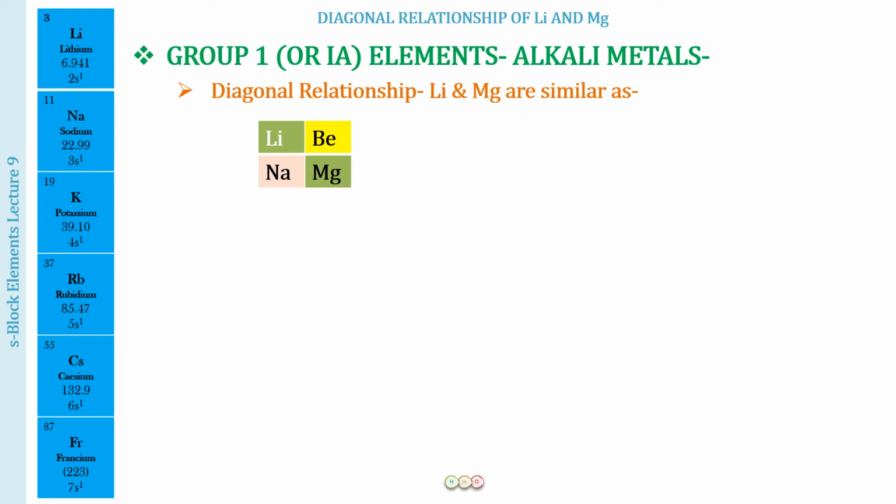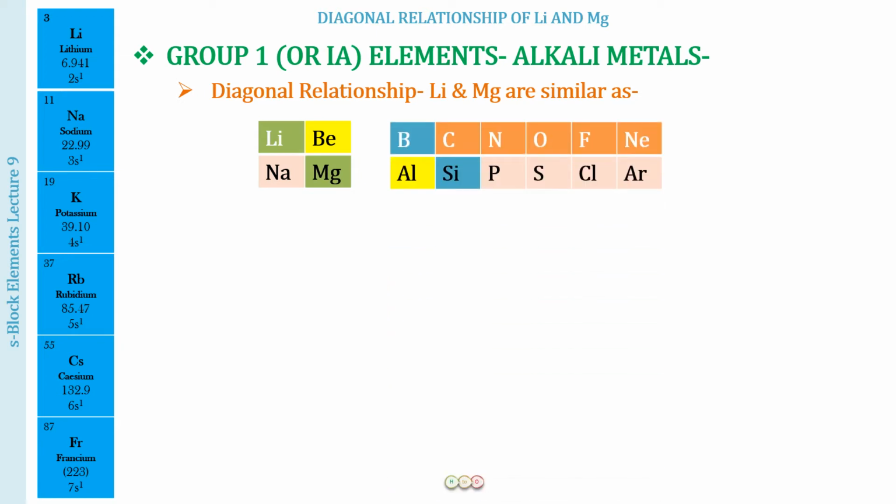Let us draw all the representative elements of the second and the third period. I have not included here the d block elements which are also present in the third period. Just remember that all the second period elements have a diagonal relationship with the next group's second member, that is the third period elements. So lithium is present in the second period, this is going to be group number 1, and then in group number 2, the third period element is magnesium. They have a diagonal relationship with one another.